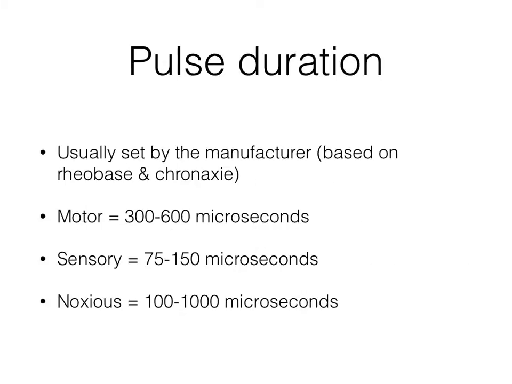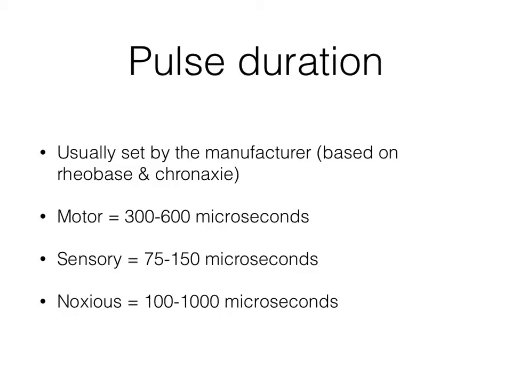Oftentimes pulse duration is set by the manufacturer and can't be changed on a machine, but if you can change the pulse duration or the pulse width, whether you're delivering E-stim for sensory or for pain control or a muscle contraction, you're going to want to set the pulse width based on the type of fibers you want to stimulate.